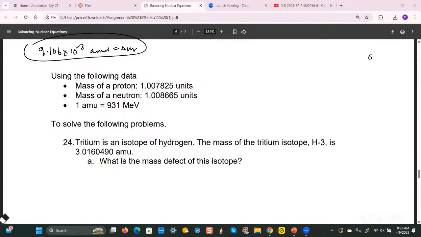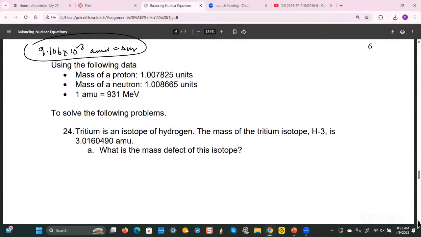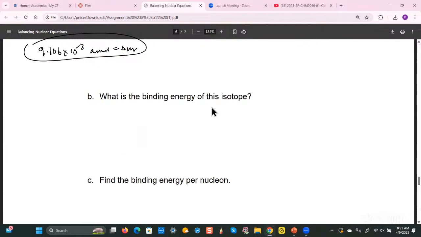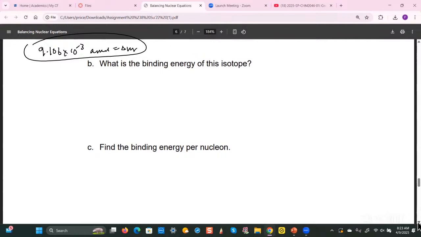Okay, so let me scroll down. The next question is asking, what is the binding energy of this isotope? They didn't specify the units, so there are several approaches you can take. The approach I'm going to take is to use the equation I showed you earlier, which is delta E, the binding energy, is equal to delta M times C squared.